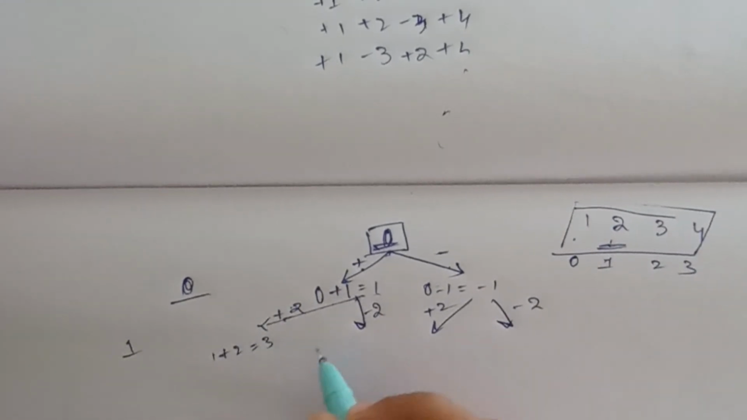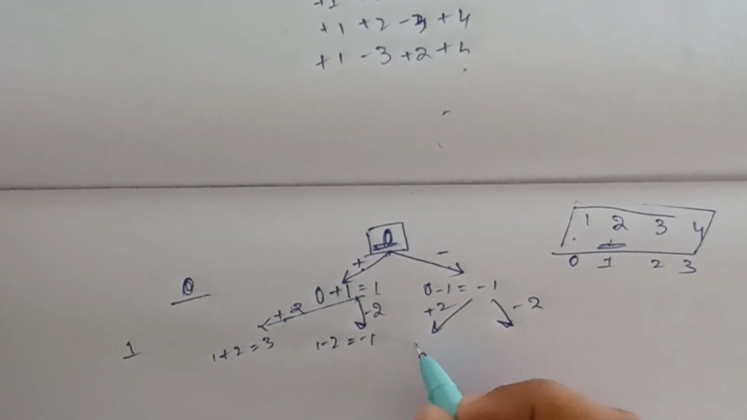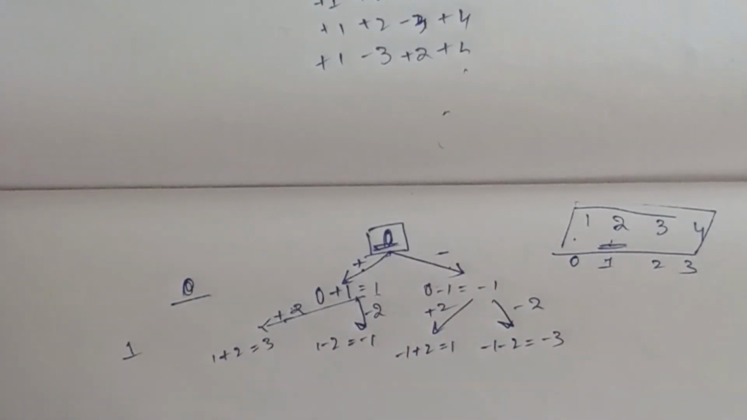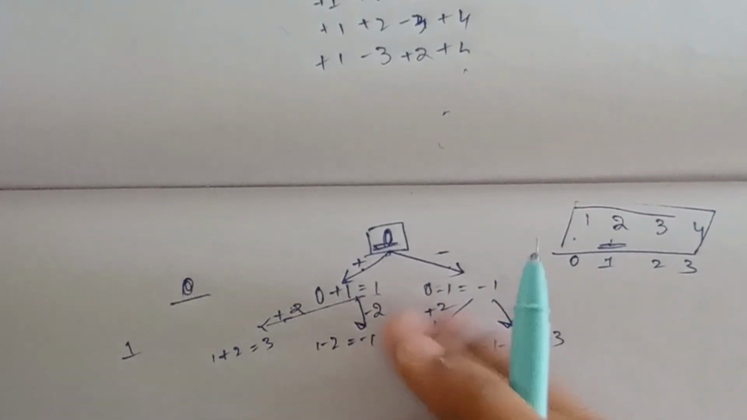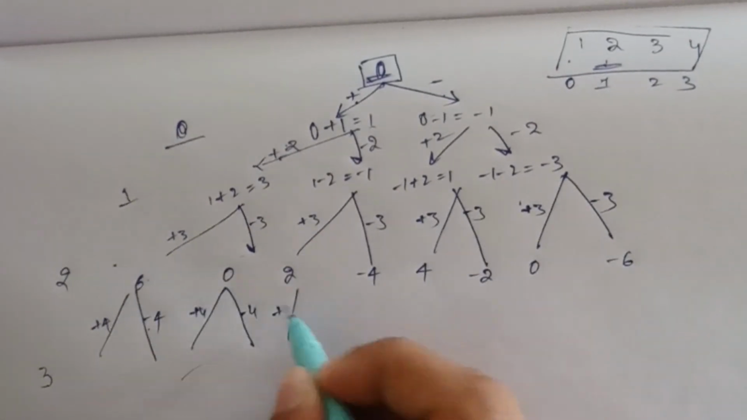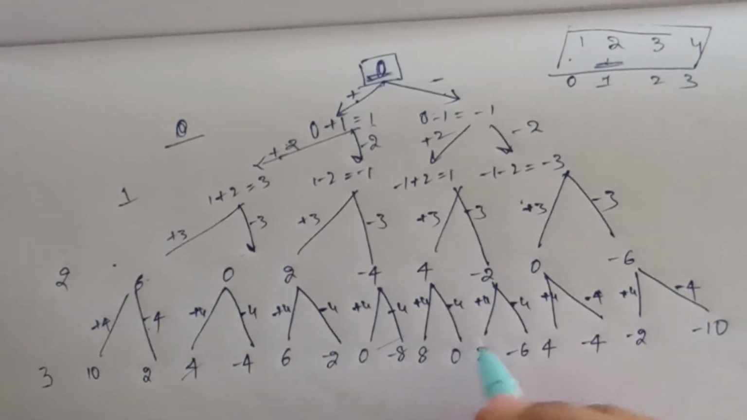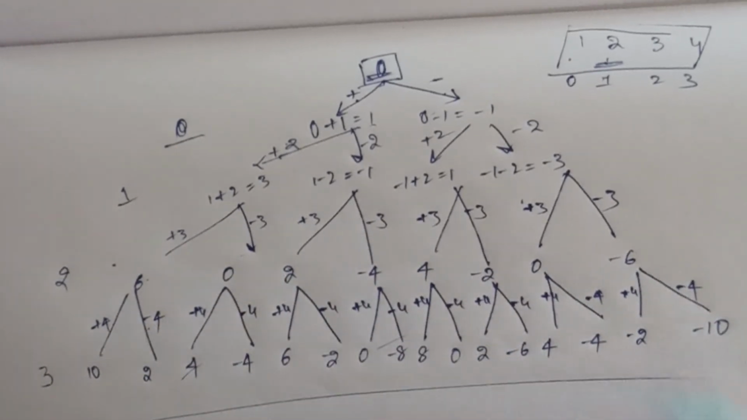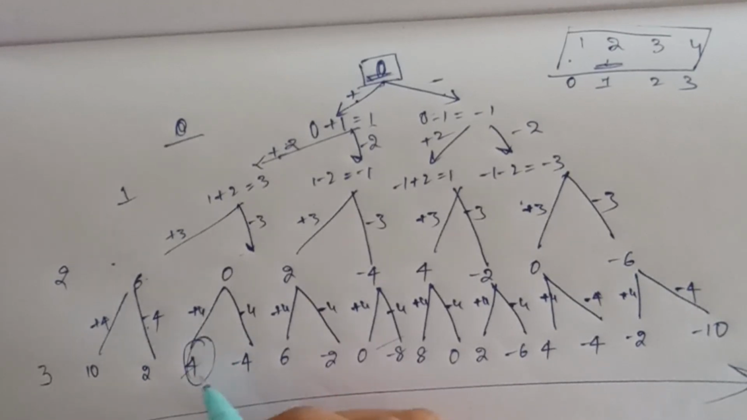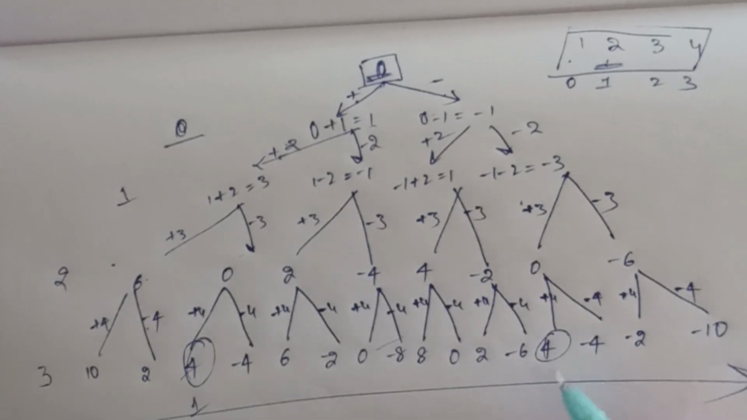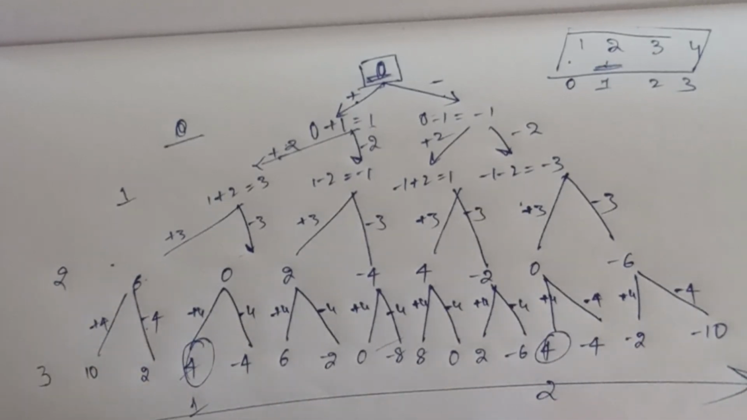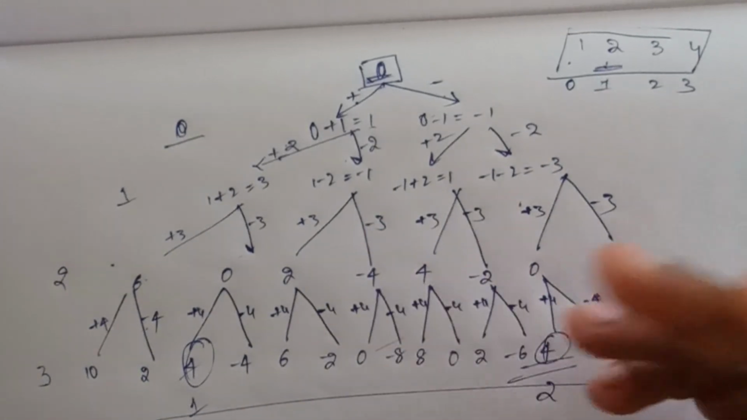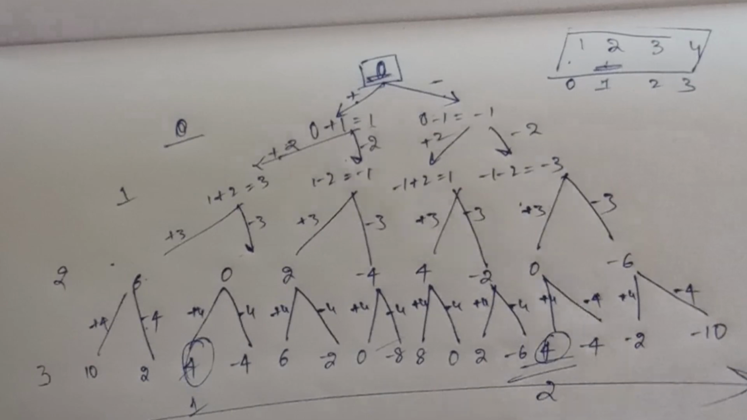1 plus 2 is equal to 3. 1 minus 2 is equal to minus 1. Minus 1 plus 2 is equal to 1. Minus 1 minus 2 is equal to minus 3. I will fast forward this recursion tree. From all these values, we got our target once here and twice here, and that's it. So 2 is the number of ways to get the target from the different expressions.